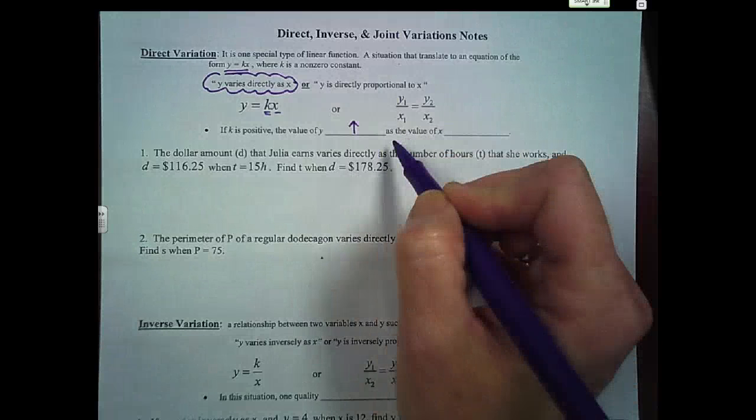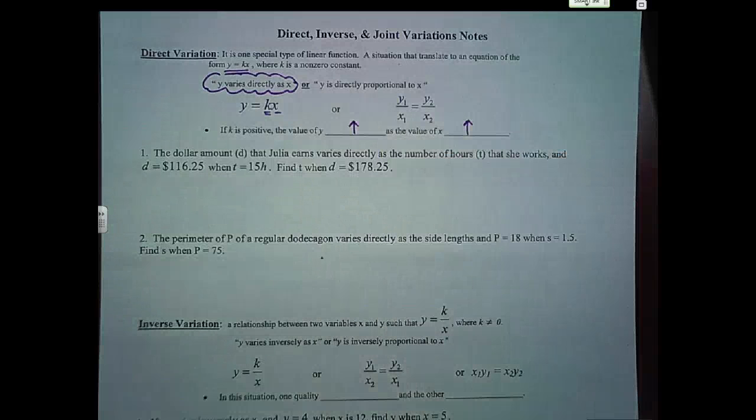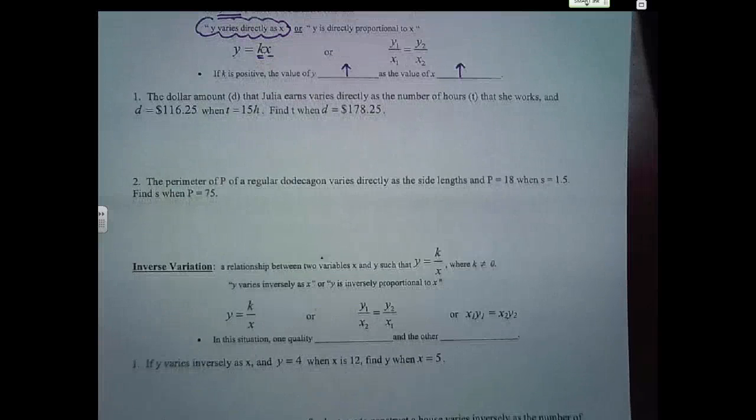Okay? So if k is positive, the value of y increases as the value of x increases. Isn't that what we just figured out? As x gets bigger, y gets bigger. As x gets smaller, y gets smaller. It's a direct variation. So we're going to actually solve some problems like it.